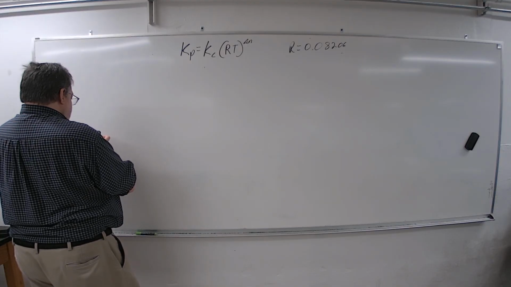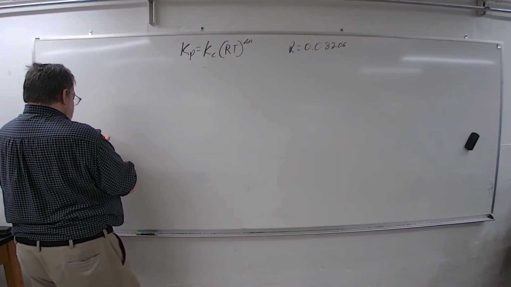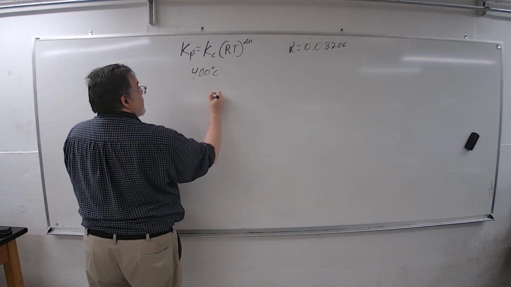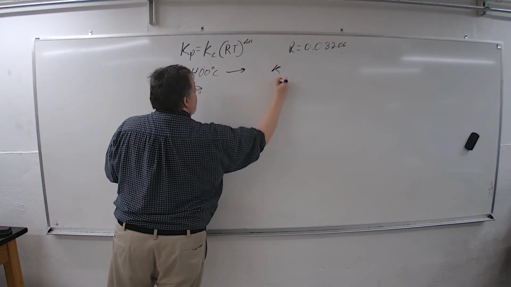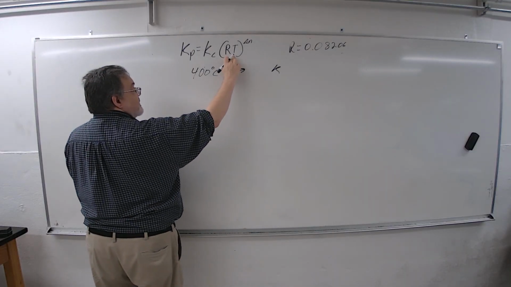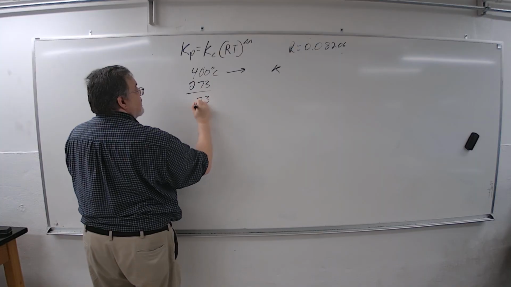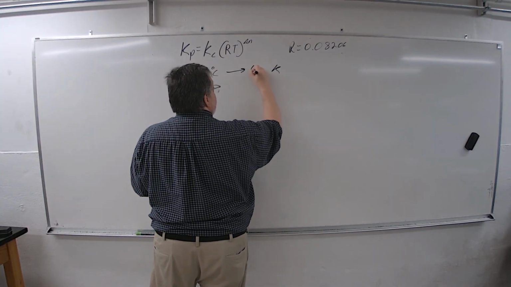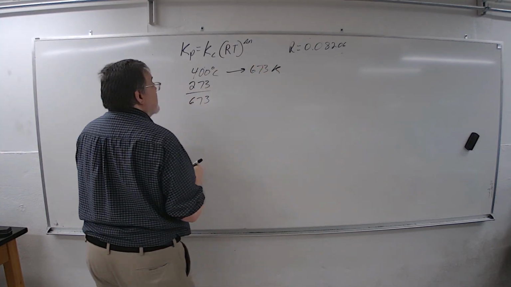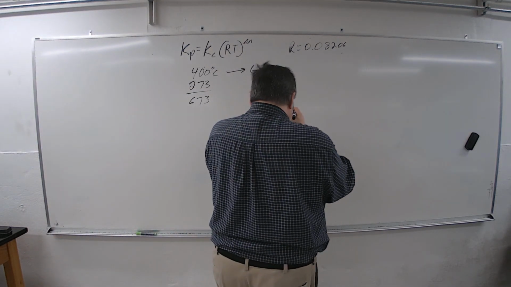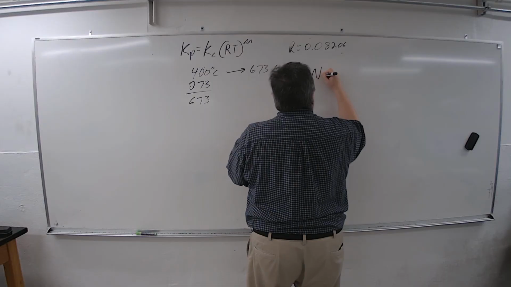400. But we need to turn that into K for this. That has to be in K. So add 273. 673 K.